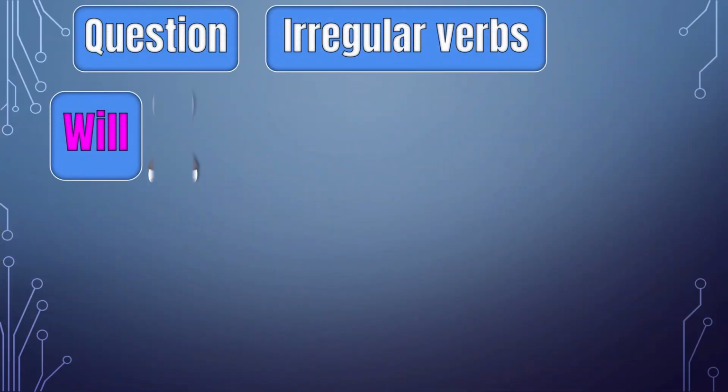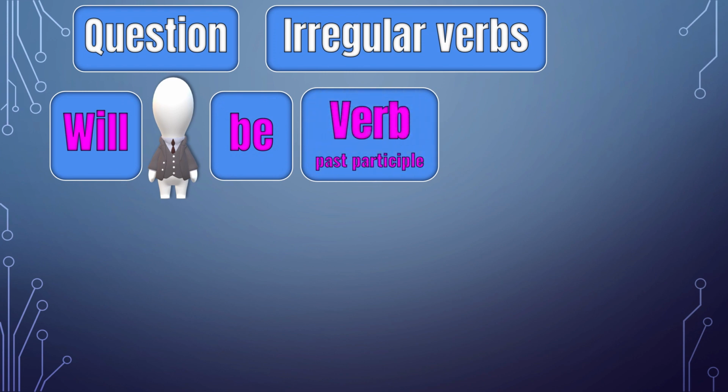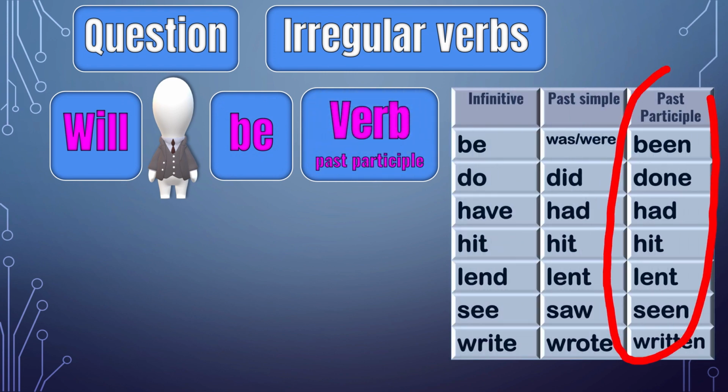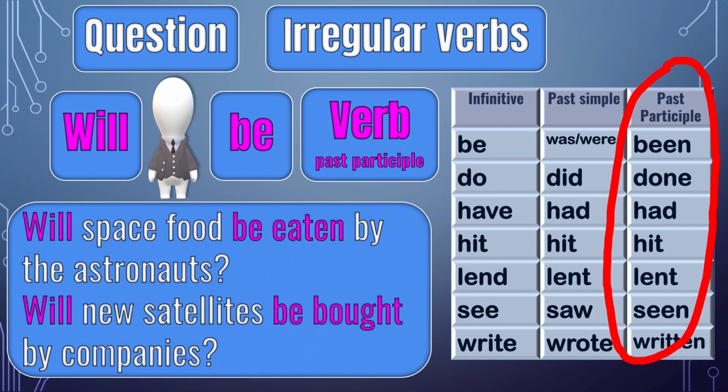When we ask a question in the future simple passive, we begin with will, then a subject, add be, and past participle. Will space food be eaten by the astronauts? Will new satellites be bought by companies?